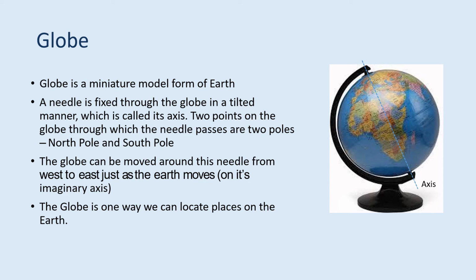Now we'll read about globe. Globe is a miniature model form of earth. A needle is fixed through the globe in a tilted manner, which is called its axis. Two points on the globe through which the needle passes are the two poles, North Pole and the South Pole, which we had discussed in the previous slide.